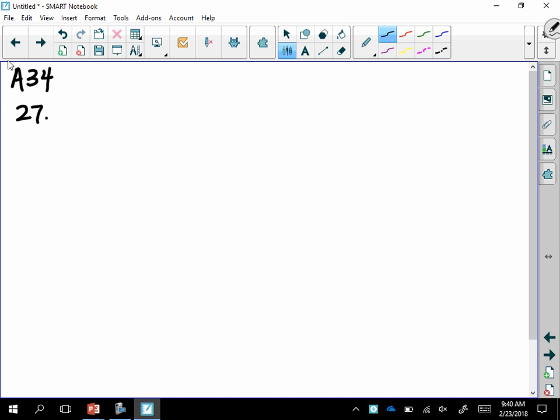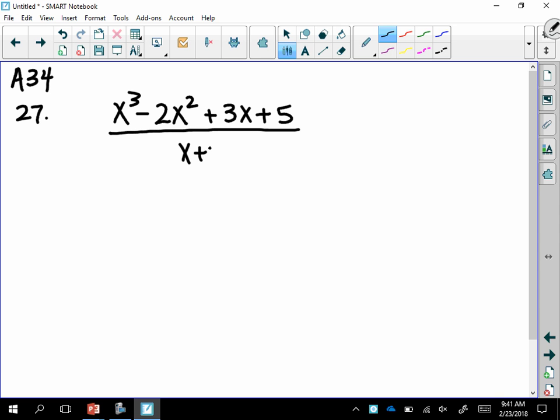And it says, find the sum of A, B, C, and D given this. So we have x cubed minus 2x squared plus 3x plus 5 divided by x plus 2. And they tell you that's equal to ax squared plus bx plus c plus d over x plus 2. So in other words, what they've done is they divided this. And here's what you get. They want you to add A, B, C, and D.